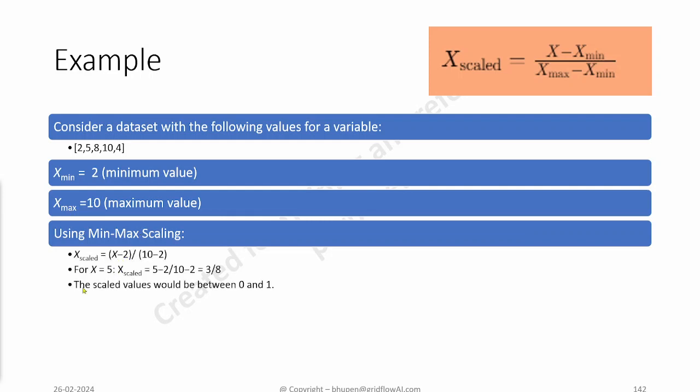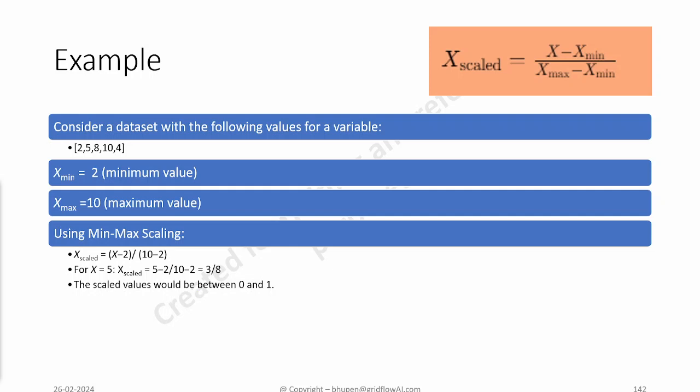value. For example, x is equal to 5, so 5 minus 2, which is the minimum, divided by the range of data, which is max minus minimum, which is 3 over 8. So the scaled value would be between 0 and 1 in this particular case.